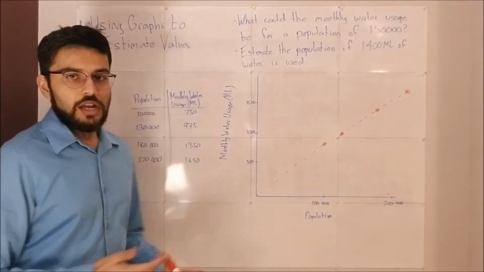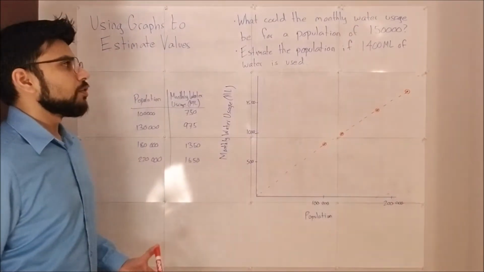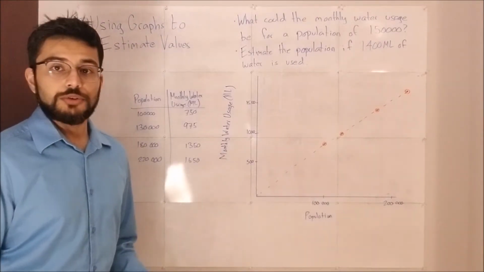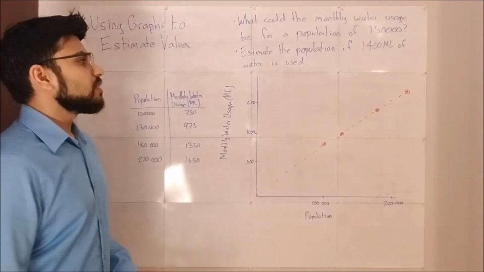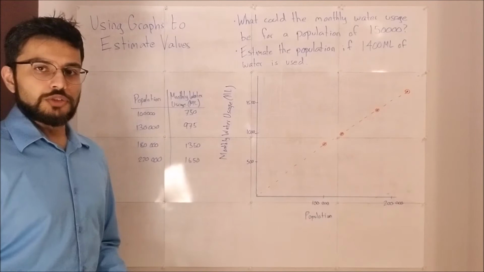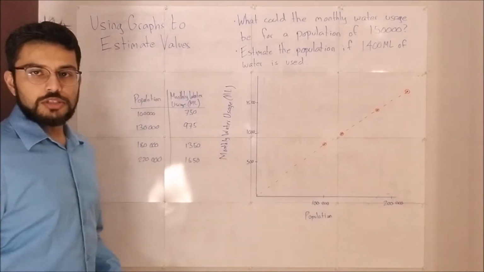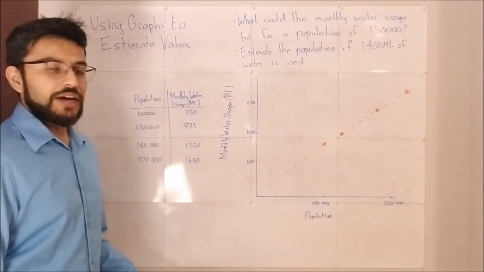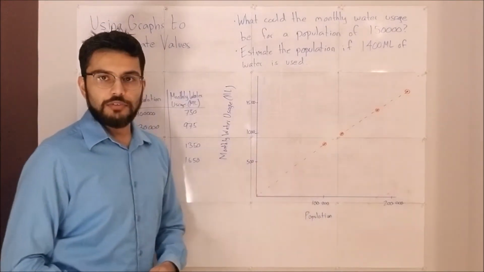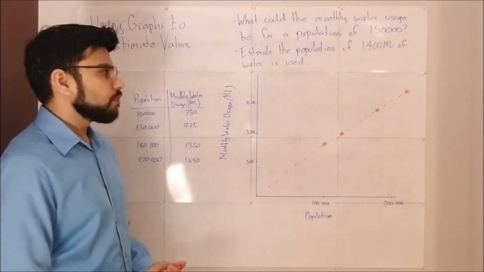Alrighty, so I have two queries here to consider. One of them is, what could the monthly water usage be for a population of 150,000? The second one is to estimate the population if 1,400 megaliters of water is used. Neither of those points show up on our table of values. Neither of those points show up on our graph. But we can use our graph to make estimates of that information.